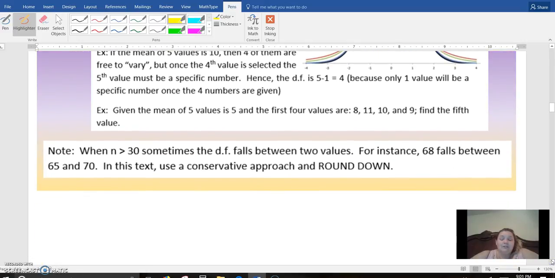Okay, we're going to have to look up some of these numbers on the T chart. And so if what we're looking at, for example, 68, is not on the T chart, you use the lower one because 65 and 70 are on the chart. So keep that in mind.